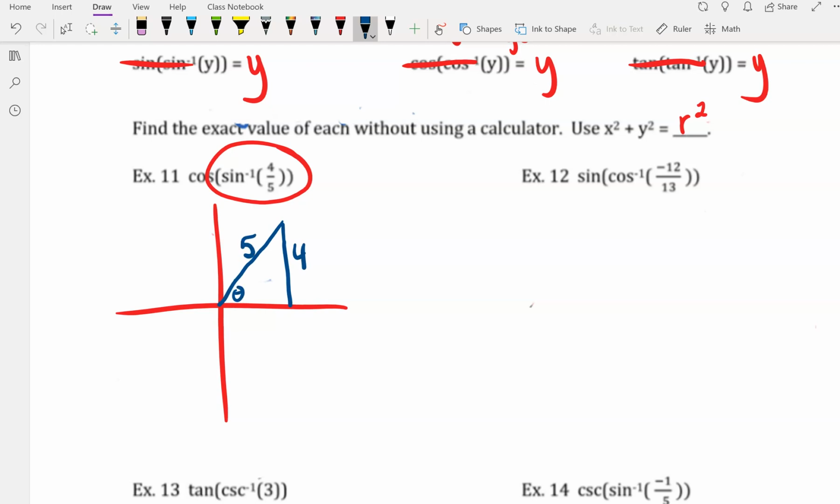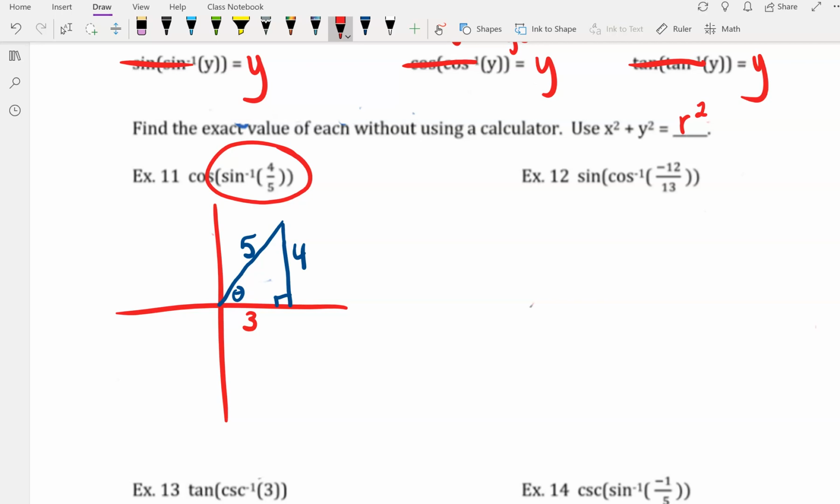And then that's our theta, like always. This should be a right angle. We're always going to have right triangles here. And then I'm going to use Pythagorean theorem to find the last side of the triangle. A really famous or popular Pythagorean triple is going to be 3, 4, 5. So without even having to do Pythagorean theorem, you might remember that we've got 3, 4, 5 here.